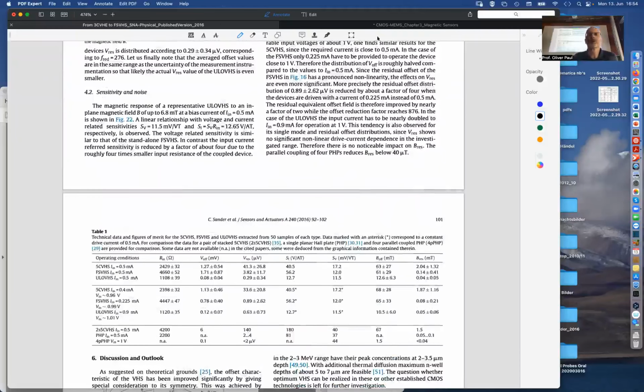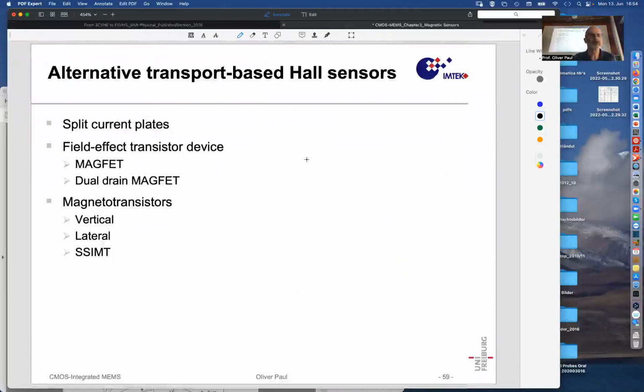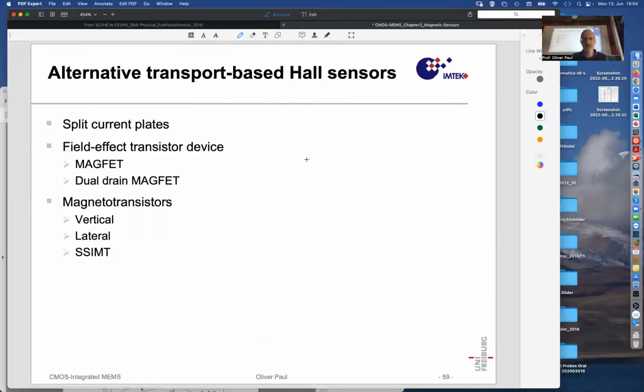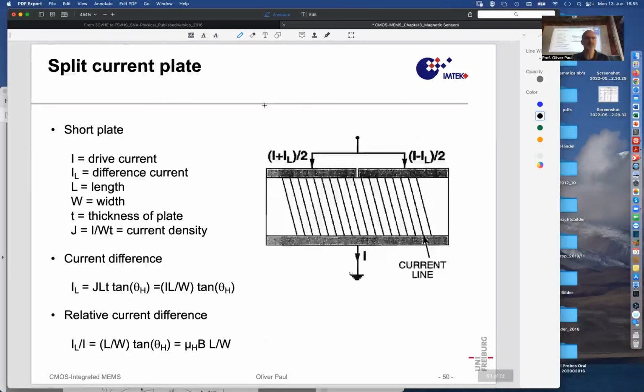So I go back to the lecture material that you have and would now like to discuss a few alternative concepts that are also interesting, that have been around and that are worth discussing. So some concern the split current concept, others the field effect devices, and then some magnetotransistors, and at the end I have some resonant devices. So those are then not transport based. They have other mechanisms implemented.